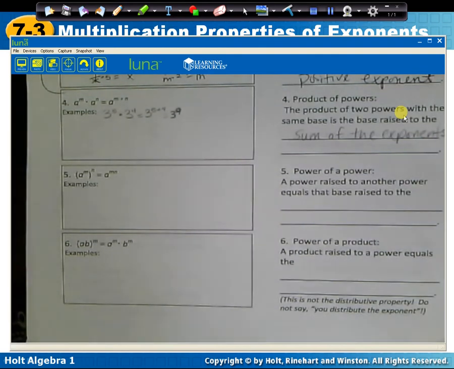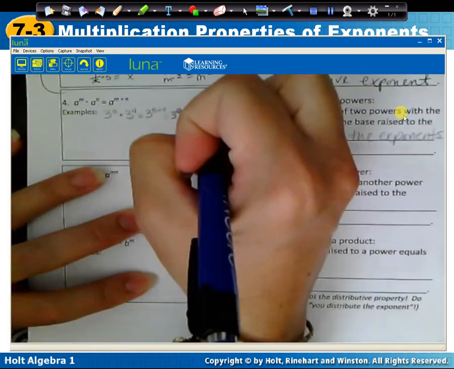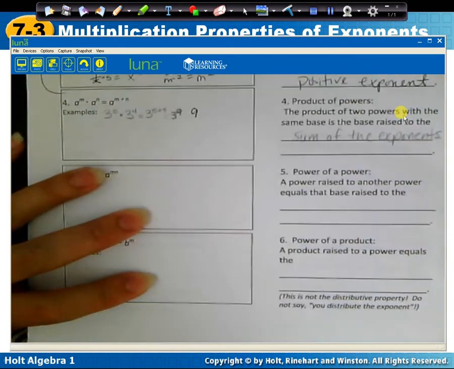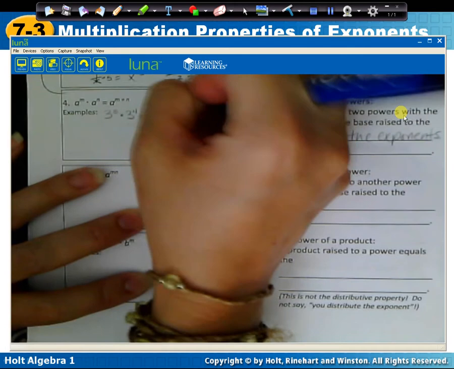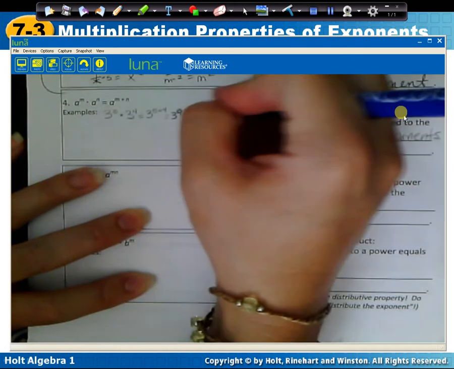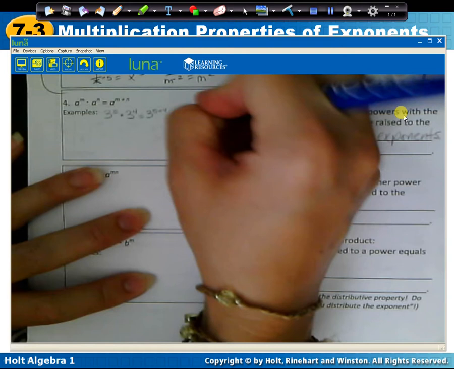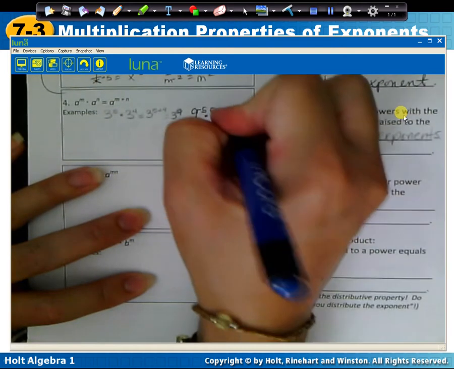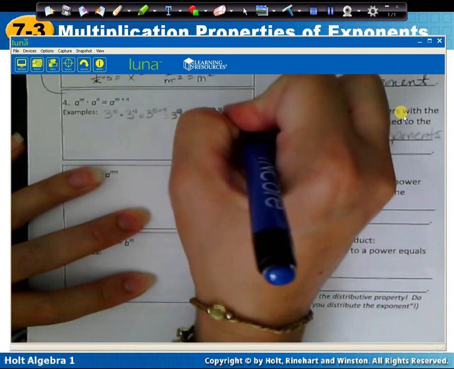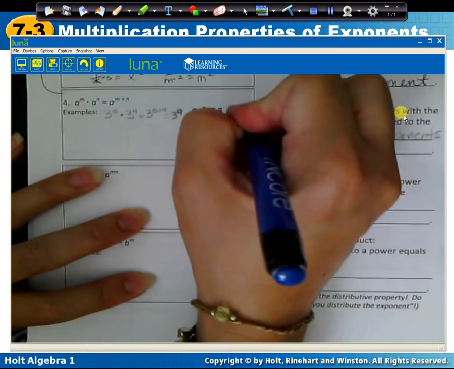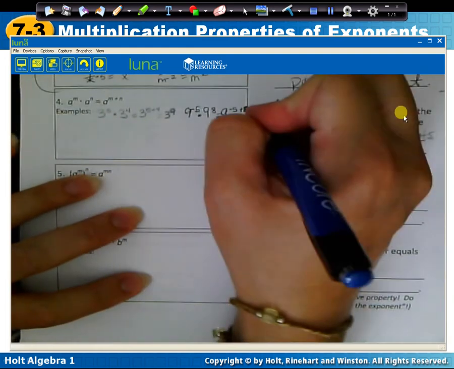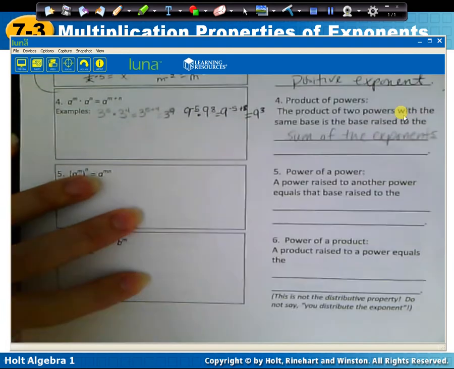The next numbers that you're going to look at, we're going to say 9 to the negative 5 times 9 to the 8 equals 9 to the negative 5 plus 8. Sorry, I'm running out of room here. And that equals 9 to the 3rd, because negative 5 plus 8 equals 3.